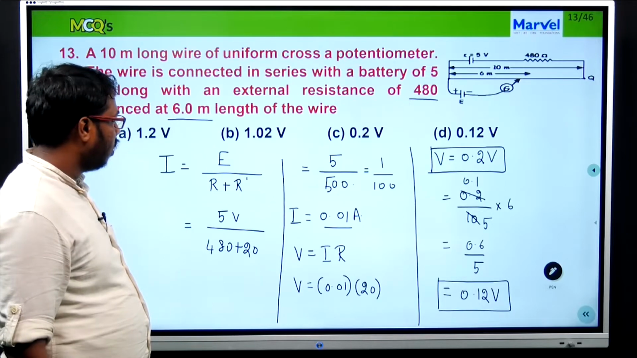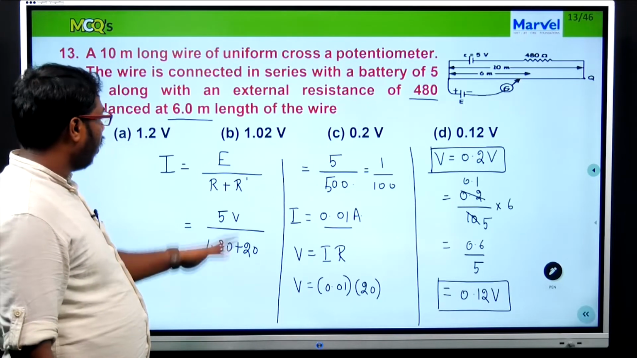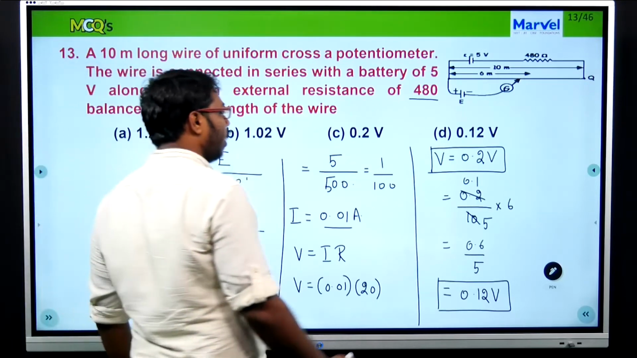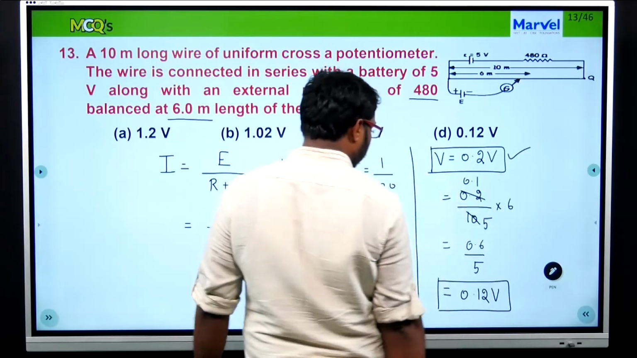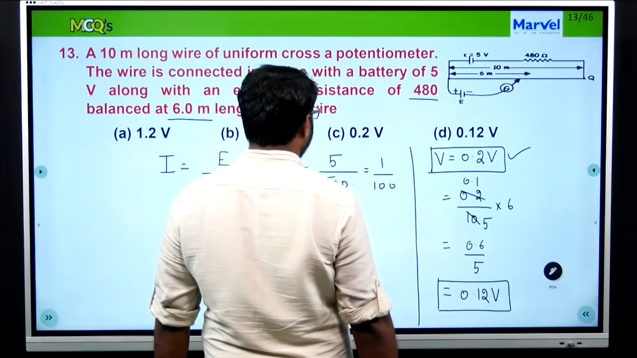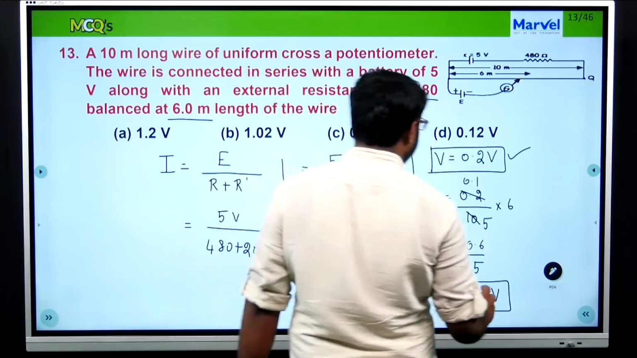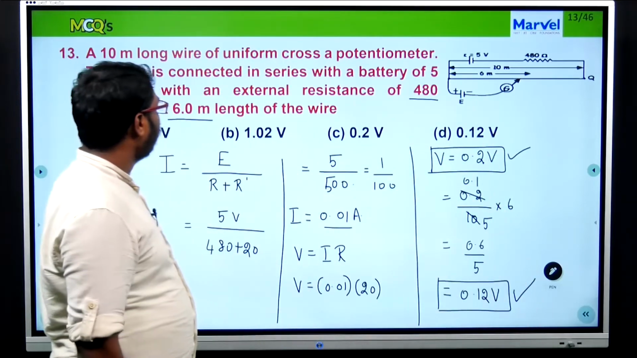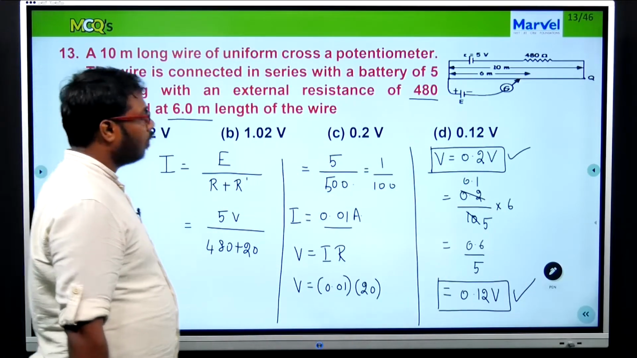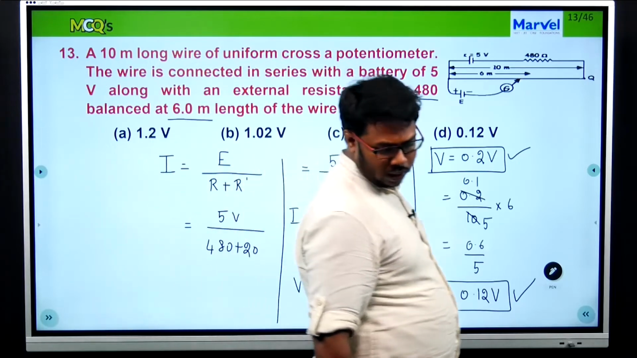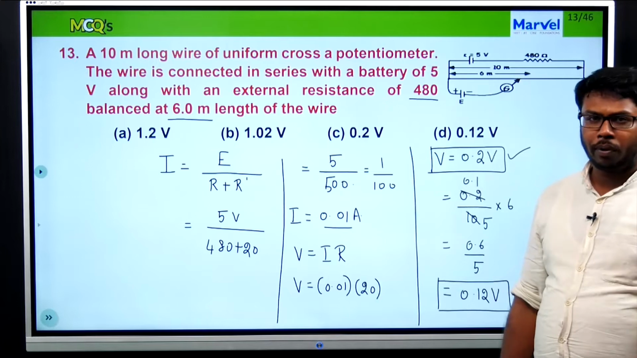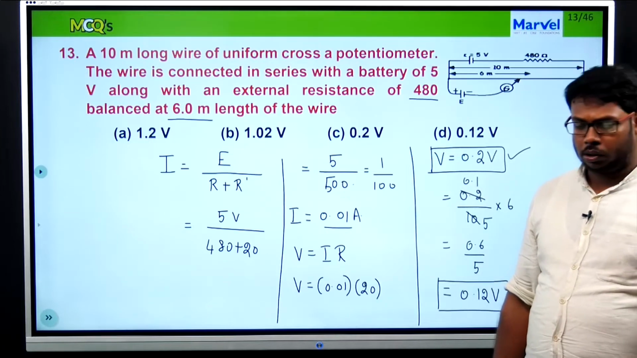This is how the things really are. When the whole situation is the same, then you will get 0.2 volt for the 10 meter. If it is for the 6 meter, then it becomes 0.12 volt. This is how the things really work in here. So now, with this note, we move to the next question.